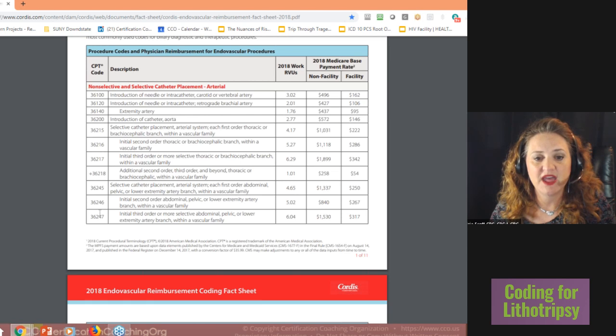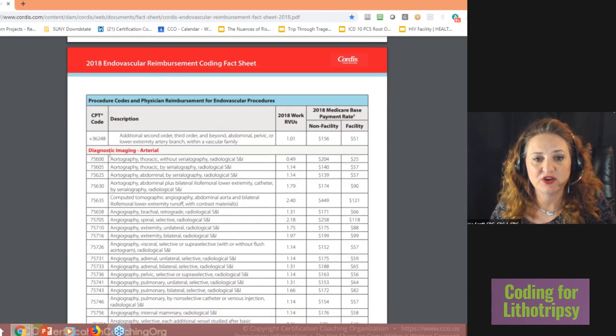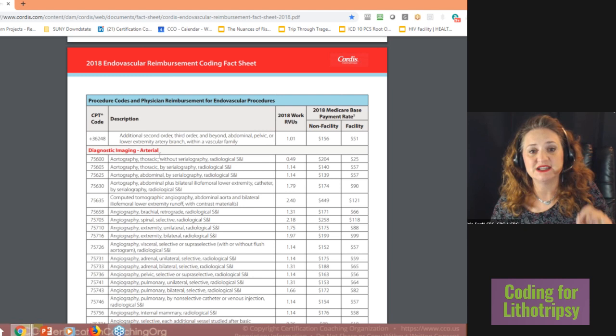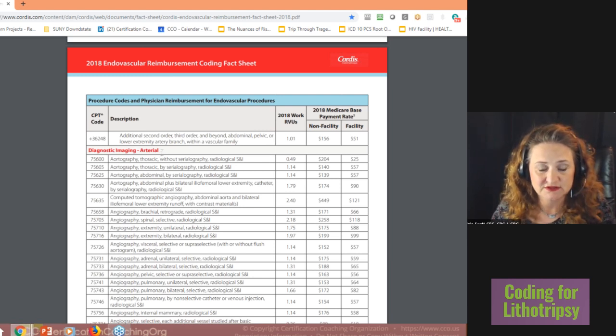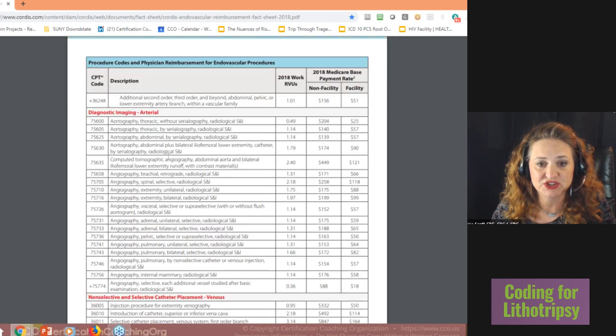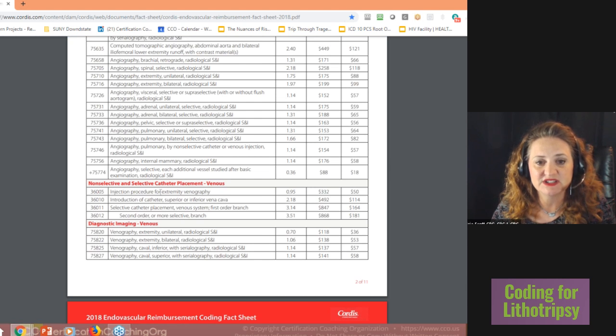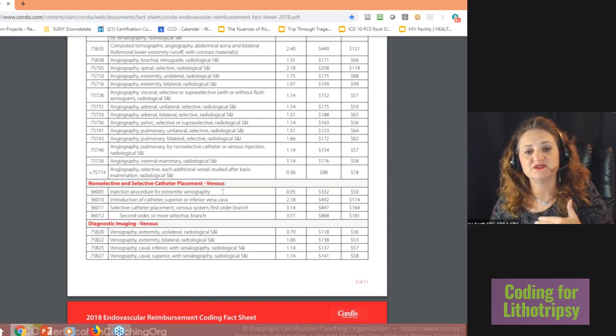Okay. And then I liked how they went over here. If you're just doing diagnostic imaging arterial, here are your code ranges. Okay. And the verbiage that you're going to be looking at, all in one place. Non-selective and selective catheter placement venous.